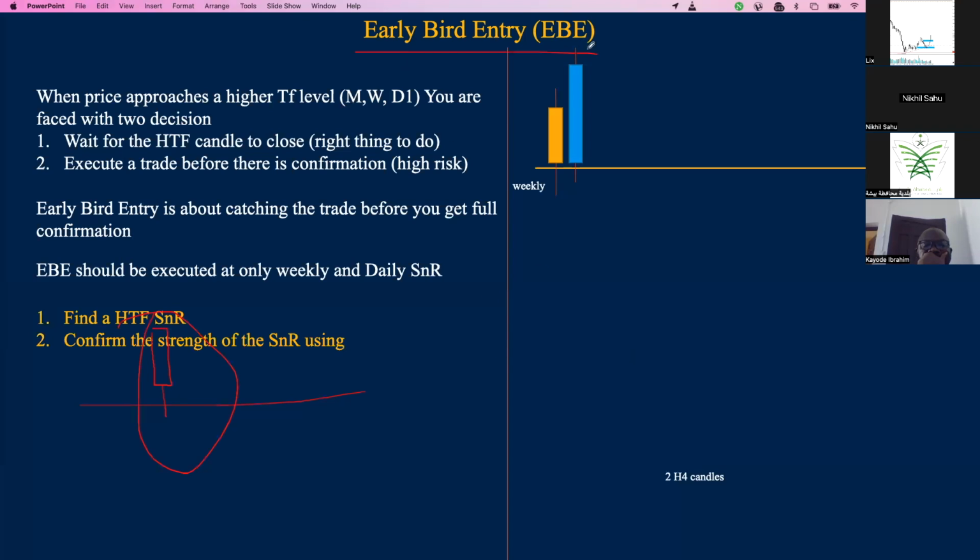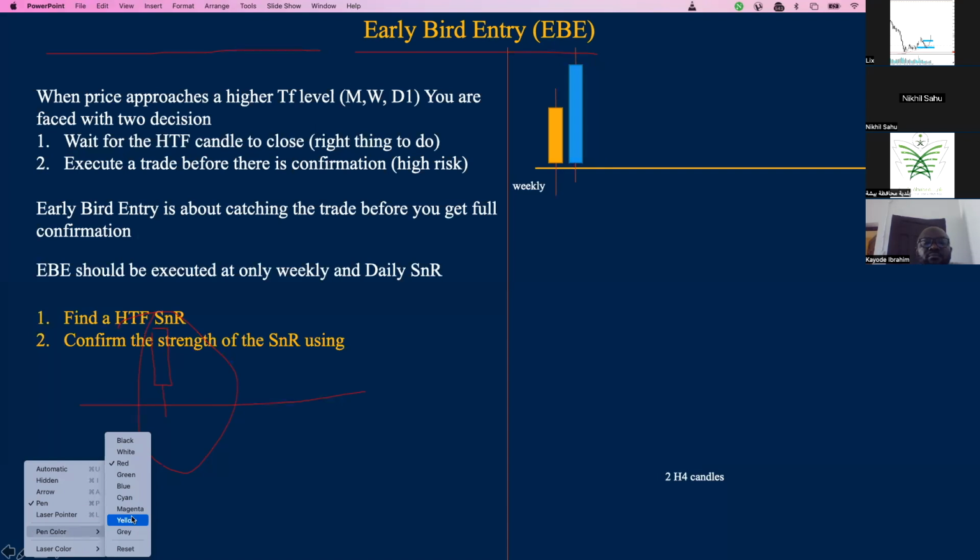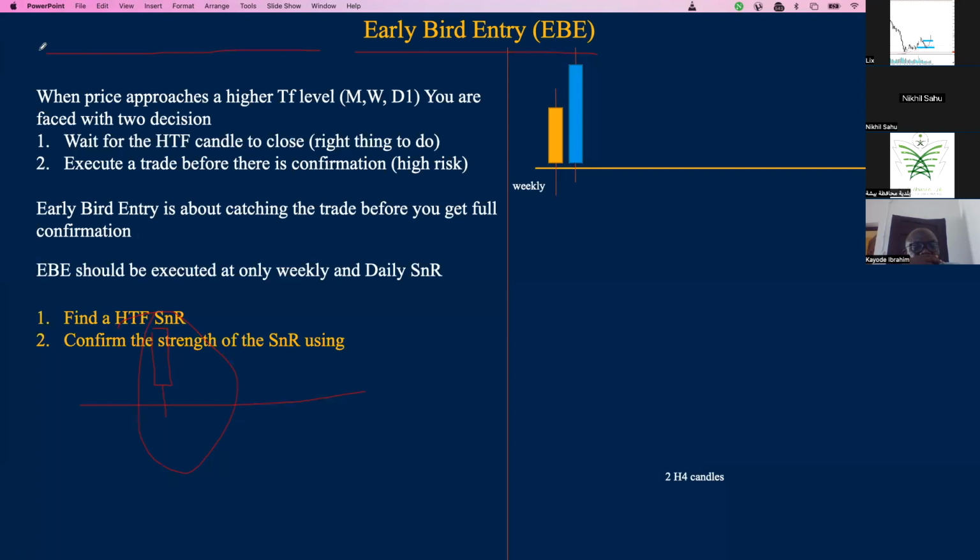So it means that I have a level somewhere here. I'm going to the top here. Let me use another color. Okay, yellow. So I have an SNR here. Now that level, there has been rejection.